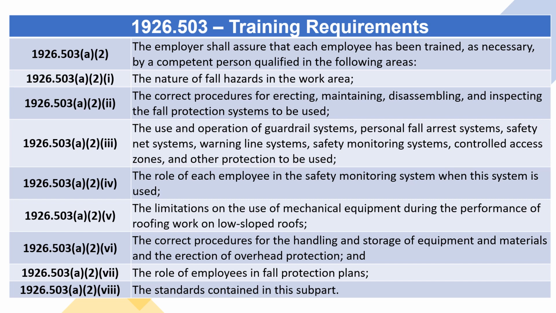1926.503(a)(2). The employer shall assure that each employee has been trained, as necessary, by a competent person qualified in the following areas: (i) The nature of fall hazards in the work area. (ii) The correct procedures for erecting, maintaining, disassembling, and inspecting the fall protection systems to be used. (iii) The use and operation of guardrail systems, personal fall arrest systems, safety net systems, warning line systems, safety monitoring systems, controlled access zones, and other protection to be used. (iv) The role of each employee in the safety monitoring system when this system is used. (v) The limitations on the use of mechanical equipment during the performance of roofing work on low-sloped roofs. (vi) The correct procedures for the handling and storage of equipment and materials and the erection of overhead protection. (vii) The role of employees in fall protection plans. (viii) The standards contained in this subpart.